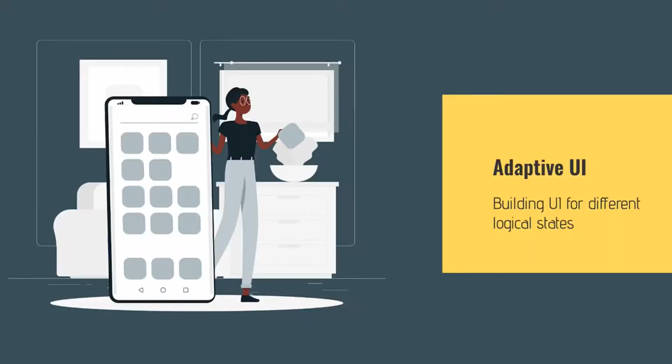So let's introduce the idea of adaptive UI. The concept of adaptive UI probably means different things to different people. For me, I think of it kind of in two ways, two concepts. The first is building UI for different logical states within your app. Now, what do I mean when I say different logical states?